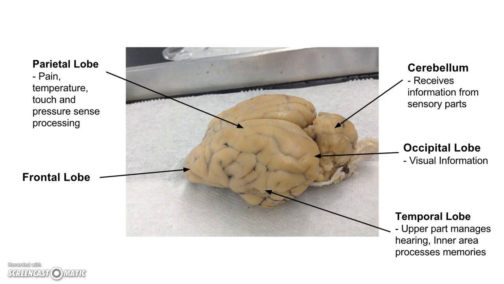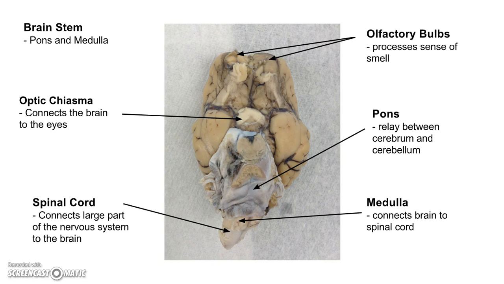The cerebellum receives information from sensory parts. The occipital lobe, which is located in front of the cerebellum, receives visual information, and the temporal lobe has two parts. The upper part manages hearing, and the inner area processes memories.